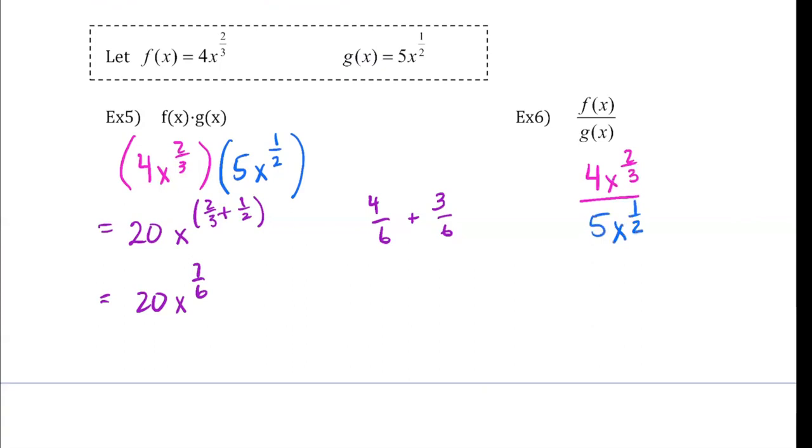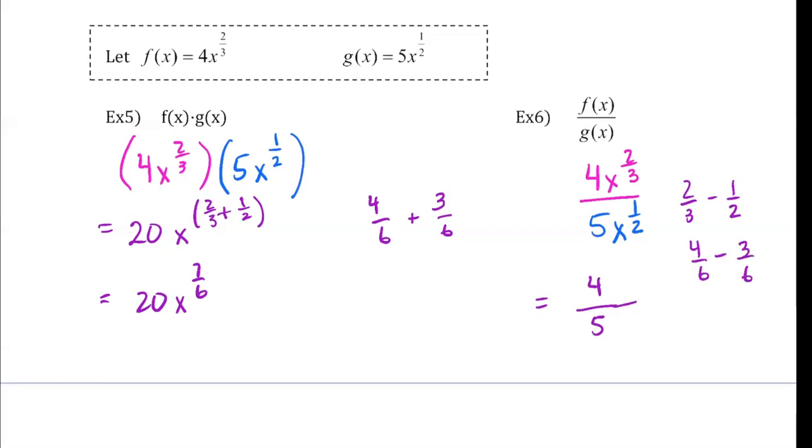So 4/5 doesn't really simplify. I'm just going to go ahead and keep that as 4/5. For the exponents, again, the bases are the same, so I would subtract these exponents and their fractions. So again, I want common denominators. So I'm going to subtract 1/2 from 2/3, which would also be 4/6 minus 3/6, or 1/6 altogether.